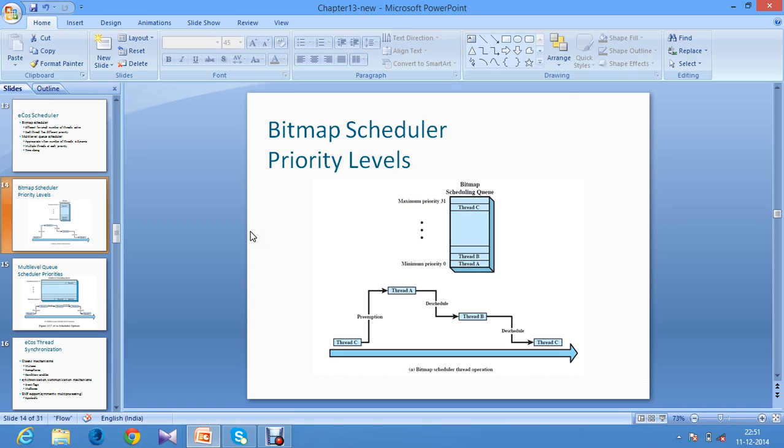The bitmap scheduler is configured with 8, 16 or 32 priority levels. A simple bitmap is kept of the threads that are ready to execute. The scheduler need only determine the position of the most significant bit to make scheduling decisions.